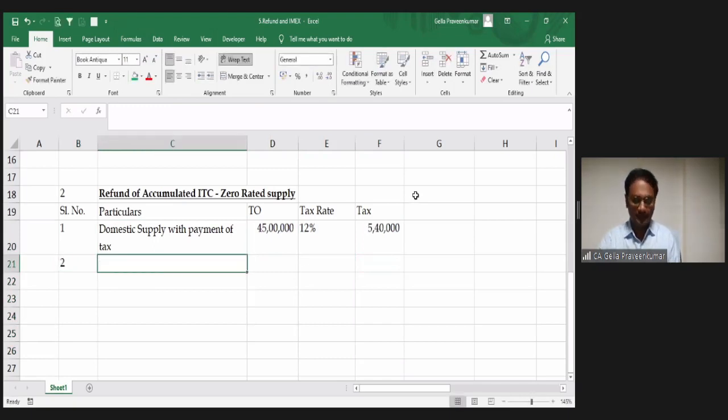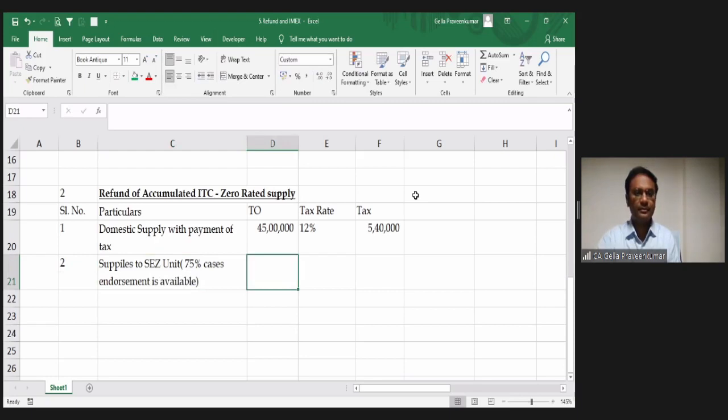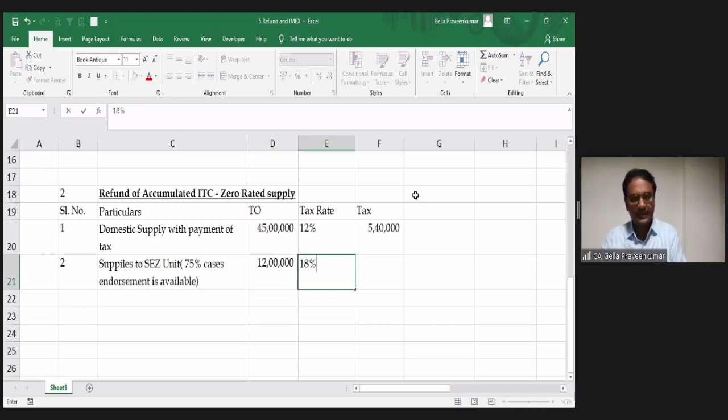Then second, supplies to SEZ unit. Say in 75% of cases endorsement is available. Now, I made supplies to SEZ unit with payment of tax for 12 lakh, and the rate of tax is 18%.